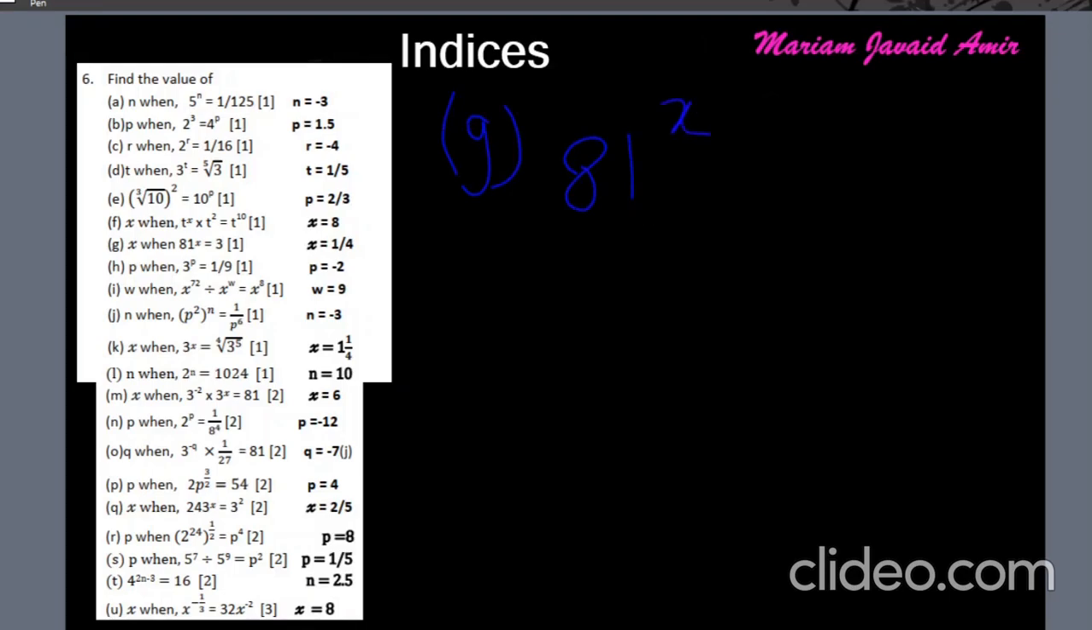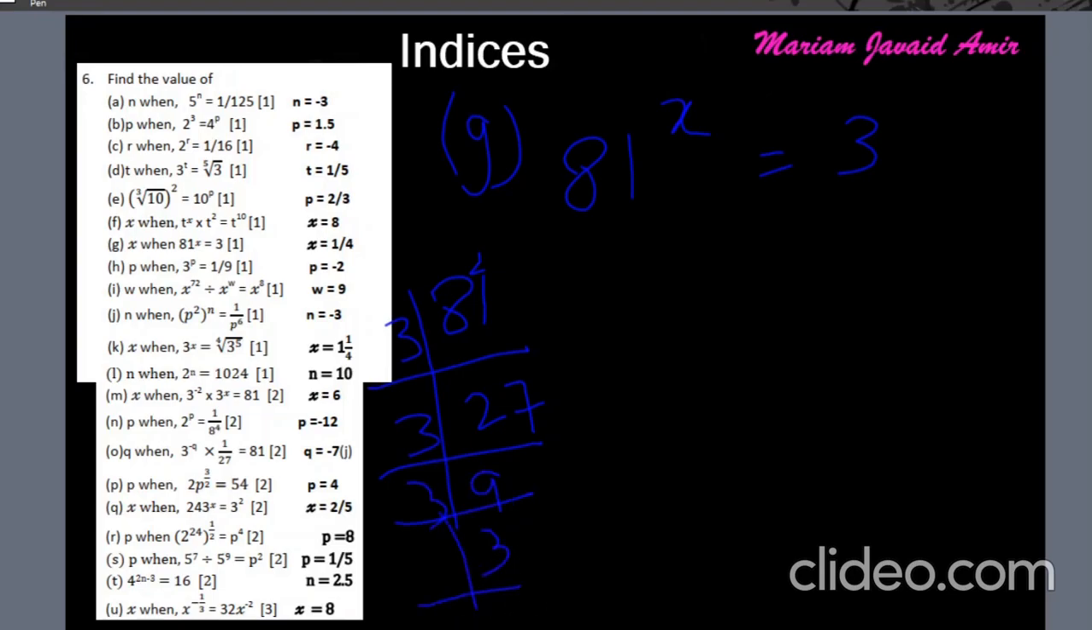81 power x equals 3. So let's factorize 81 and see, can we write it as a power of 3? 3 times 3 is 9, 3 nines are 27, 3 twenty-sevens are 81. So 3 power 4.